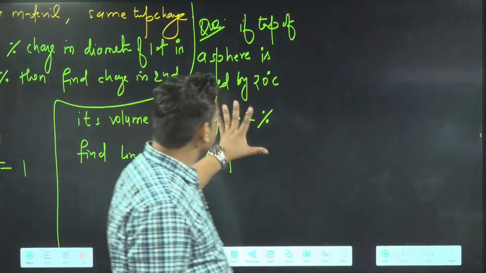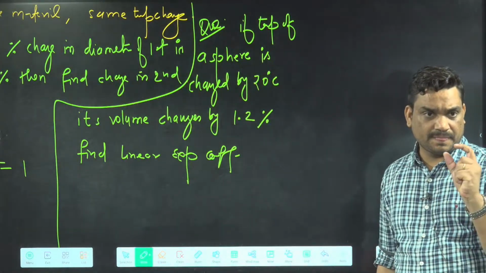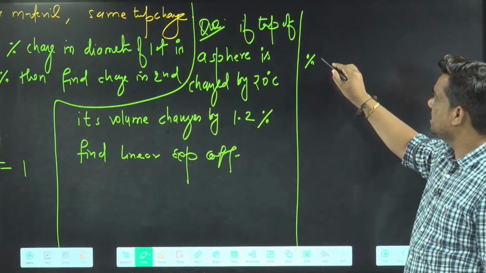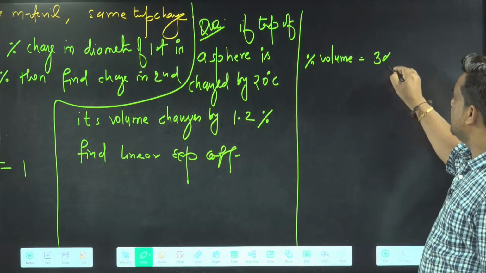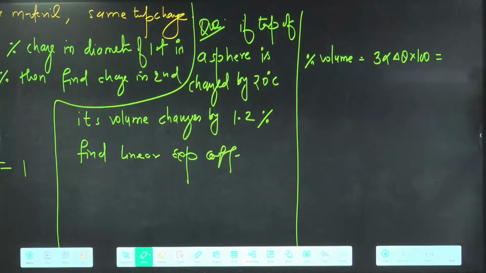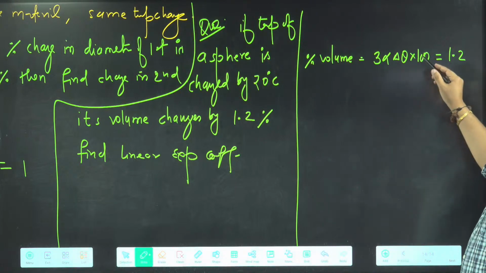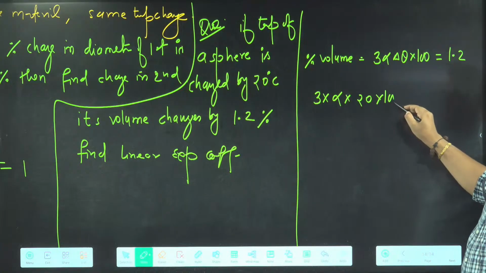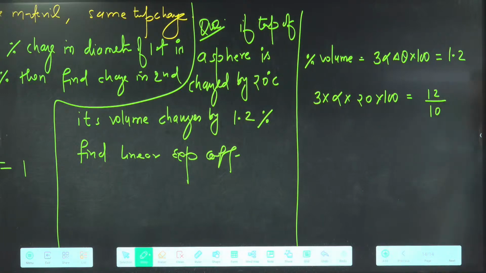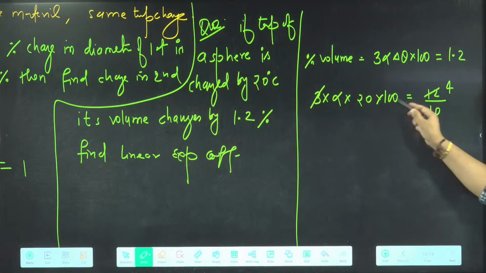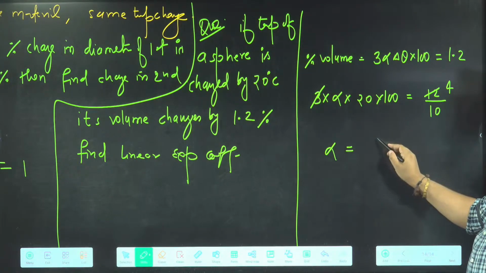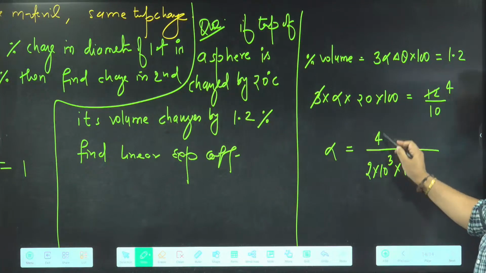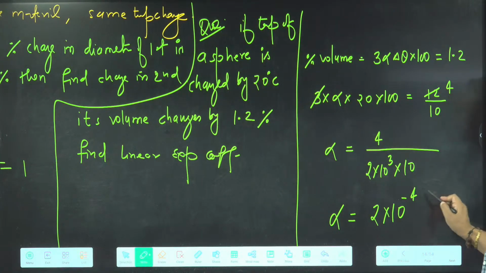If temperature is changed by 20, what will you say here? Percentage change in volume is always equal to 3 alpha delta theta into 100, which is equal to 1.2. So we write here 3 alpha, delta theta is 20, into 100 equals 1.2, which I can write as 12 by 10. Decimal removed. Here 3 becomes 4. Then alpha will be equal to 4 divided by 2 into 10 power 3, one more 0, so 10. Finally alpha is 2 into 10 power minus 4 per degree Celsius.